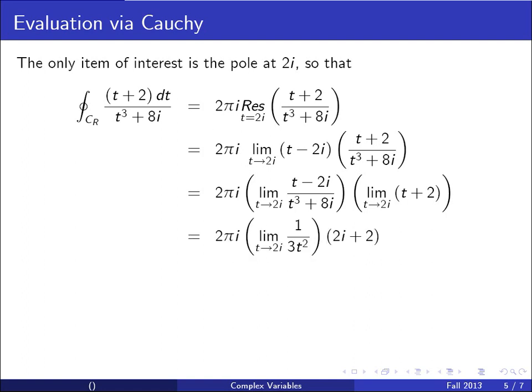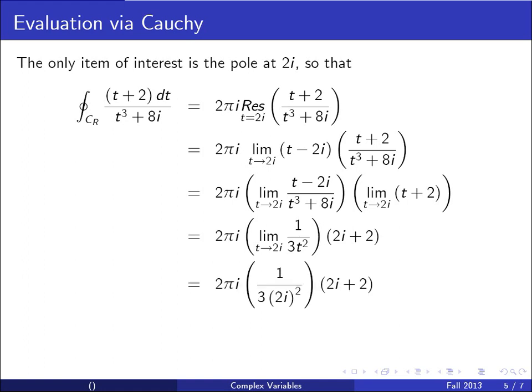Now that's 2 pi i times the limit as t goes to 2i of 1 over 3t squared, times the substituted value, 2i plus 2. And of course for the first one we use L'Hopital's rule. The derivative of t minus 2i is 1. The derivative of t cubed plus 8i is 3t squared.